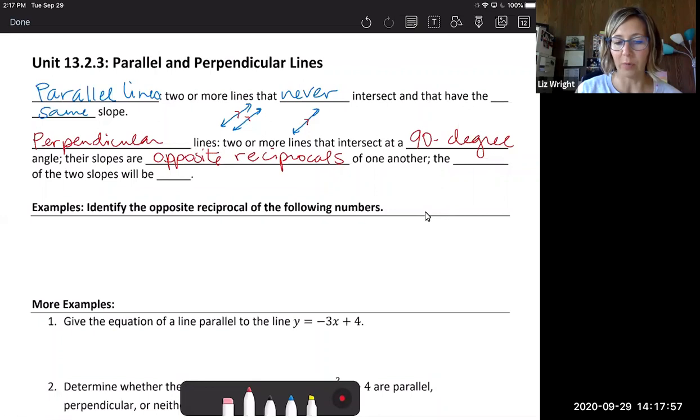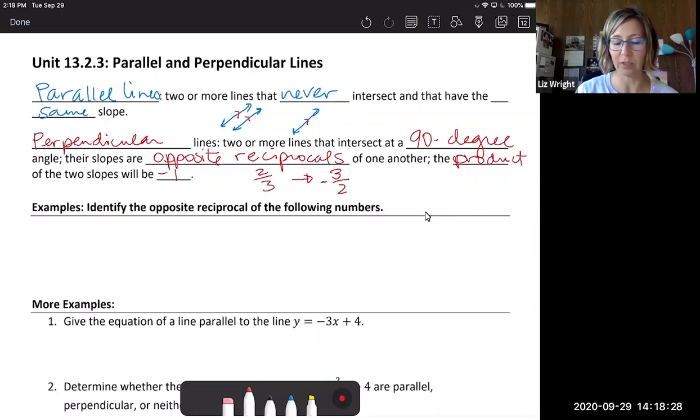Another way to say that a reciprocal is that you just flip-flop the numerator and the denominator. So for example, if I've got 2/3, then the reciprocal of 2/3 is going to be 3/2. And so they just flip-flop. The other thing we're going to fill in here is that the product of the two slopes, so the product of regular reciprocals is 1. The product of the two slopes of perpendicular lines would be -1 because one's going to be 2/3 and the other one would be -2/3.